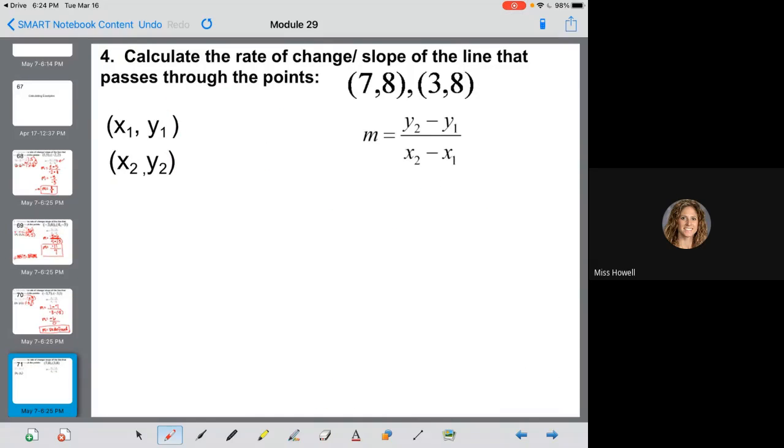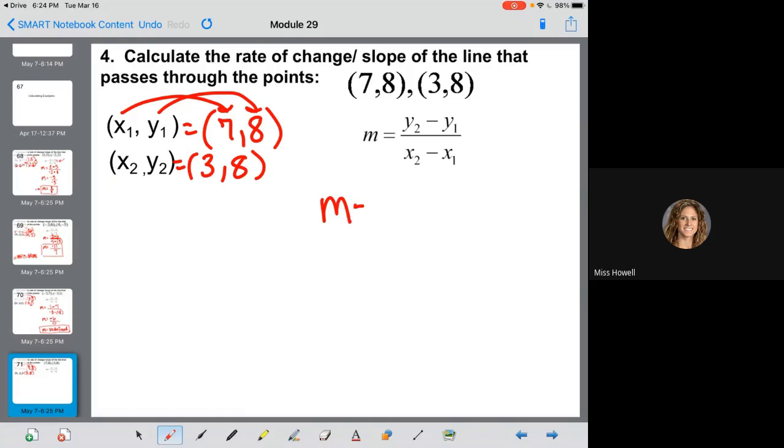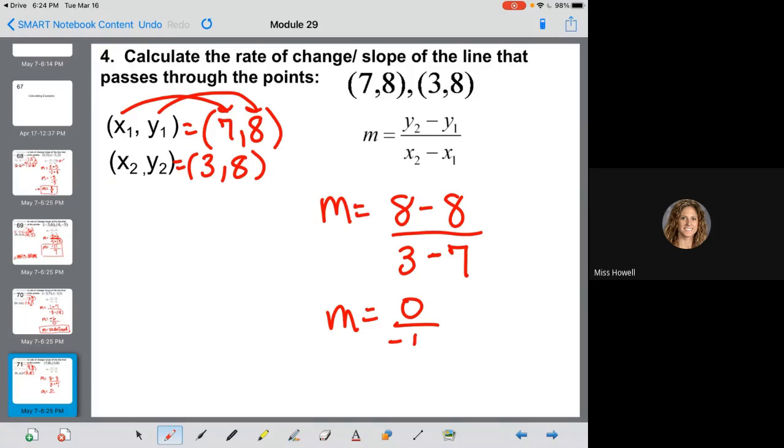All right, number 4, we want to calculate the rate of change or slope of the line that passes through the points 7, 8 and 3, 8. Again, I chose to call these two my 1s, right? And these guys are my 2s down here below. All right, so m equals y2, which is 8, minus y1, which is also 8, over our x2, which is a 3, minus our x1, which is a 7. All right, let's do our subtract and see if we can simplify. So 8 minus 8 would give us a 0. 3 minus 7 would give us a negative 4.